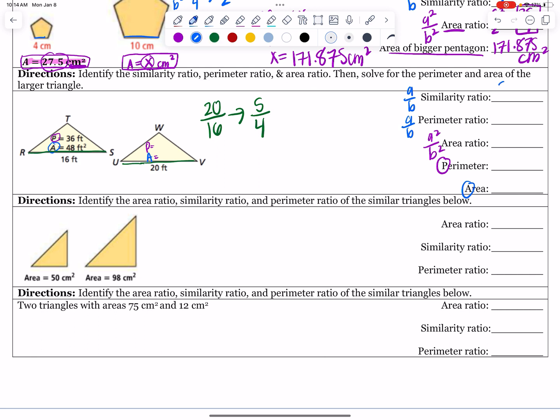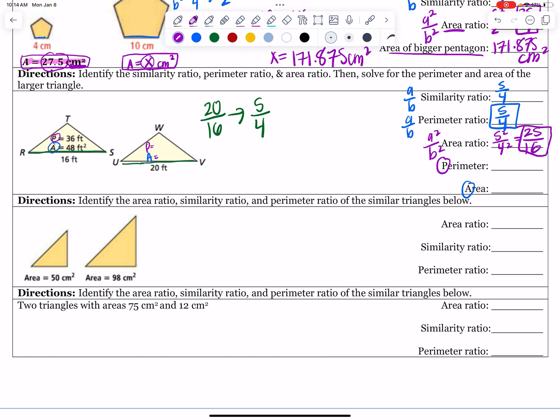So that is going to be 5/4 here and 5/4 here for my perimeter ratio. That's going to come into play in a second. What does that mean about my area ratio? Well, that's going to be 5 squared over 4 squared. 5 squared is 25. 4 squared is 16. So my perimeter ratio is 5/4. My area ratio is 25 over 16.